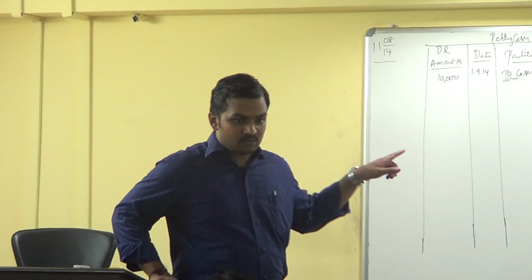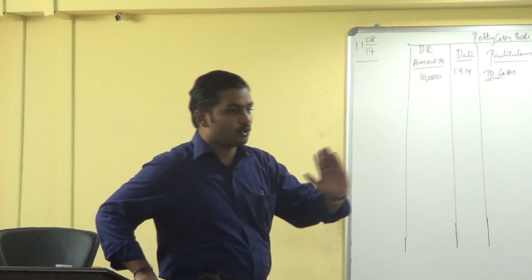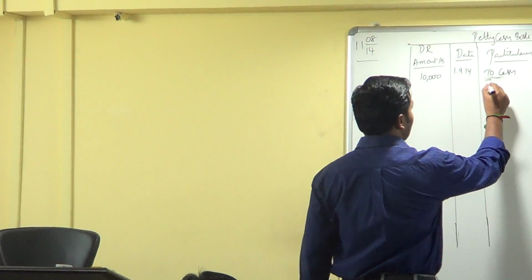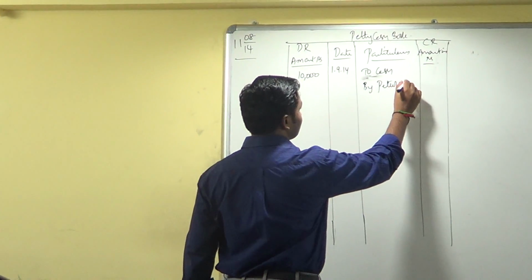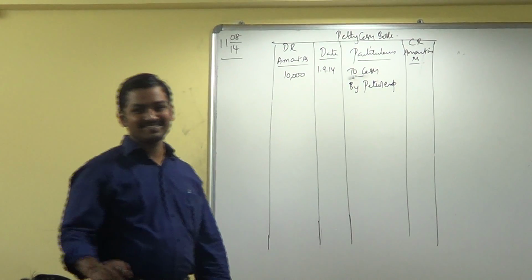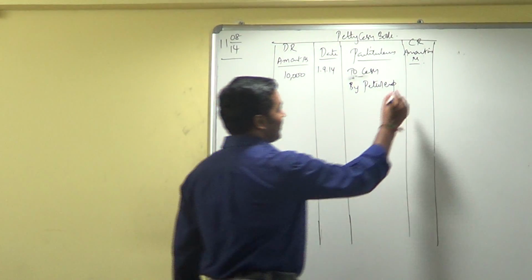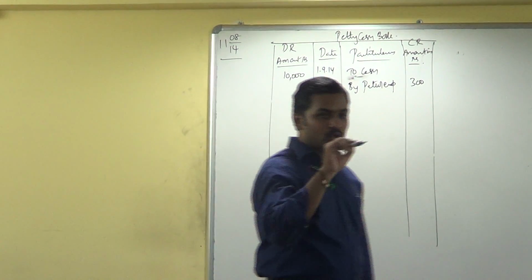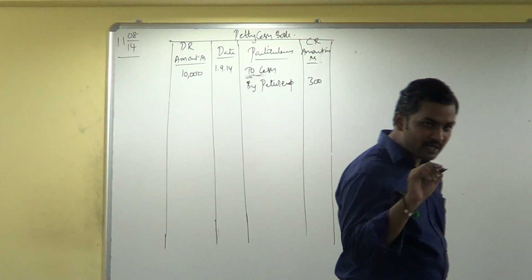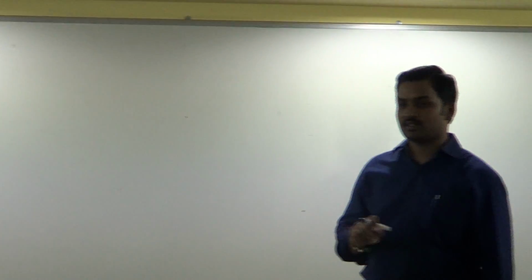Now we are in which account? Petty cash book, petty cash account. So in the petty cash account we should write by petrol expenses. How much amount? 300. What is the entry? Petrol expenses account debit to petty cash. So in the petty cash account I am writing by petrol expenses.